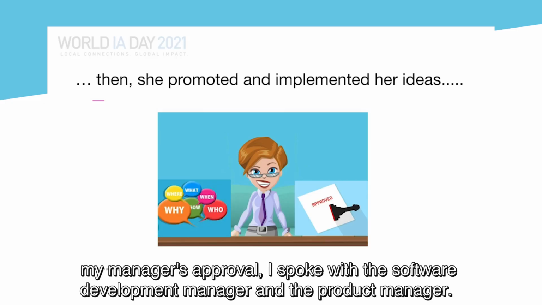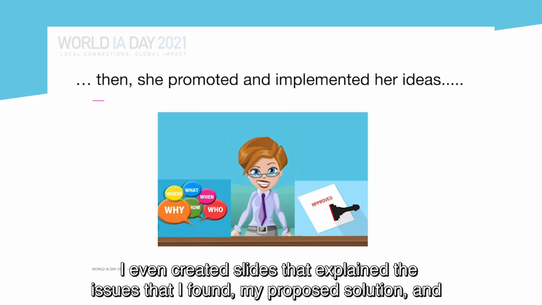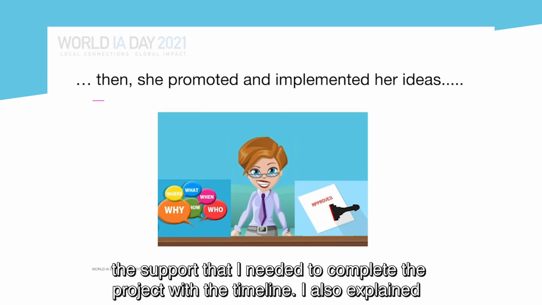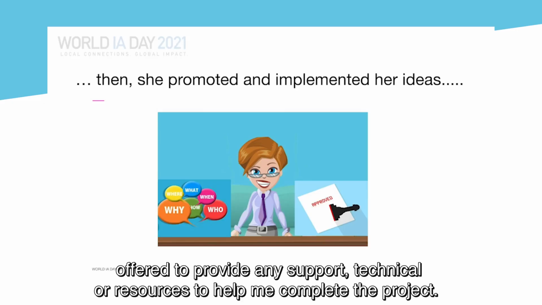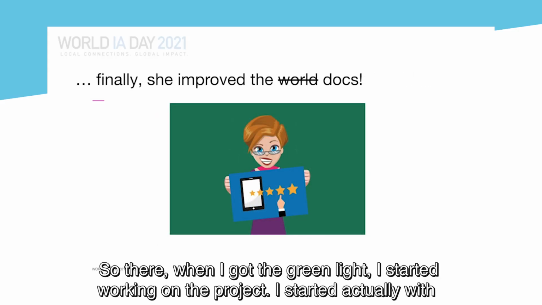After getting my manager's approval, I spoke with the software development manager and the product manager. I even created slides that explained the issues that I found, my proposed solution, and the support that I needed to complete the project with a timeline. And I also explained to them the benefits for doing so. Well, of course, they loved the idea, and they even offered to provide any support, technical or resources, to help me complete the project. So when I got the green light, I started working on the project.